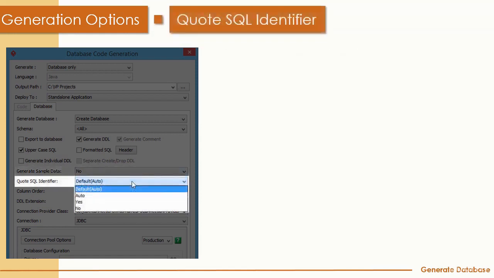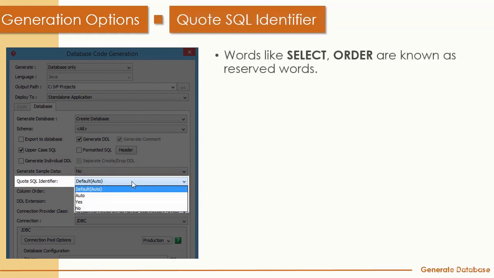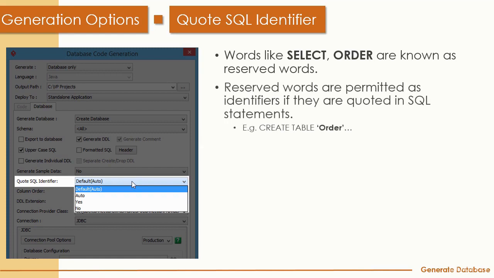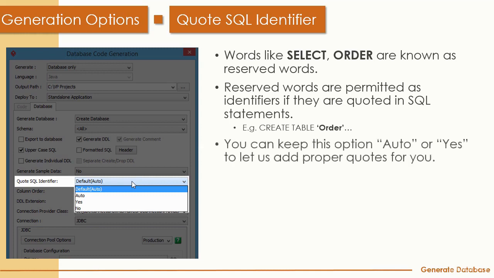The quote SQL identifier. The database has some reserved words like select, order. These are reserved words. If you want to use a reserved word as a column name or table name, you need to have the quote to quote it. Then the database engine knows you're referring to your column rather than a certain keyword of the database. So if you turn the quote on, then we'll help you to quote the identifier.